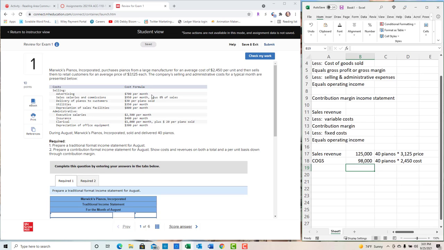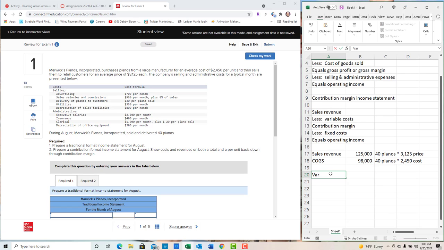So advertising is $700 a month. When it says per month, that's fixed because it doesn't matter what the sales are, 0 or 1,000 pianos, that advertising is still $700 per month. Sales salaries and commissions, that's a mixed cost. The $950 per month is fixed, but the 8% of sales is variable.